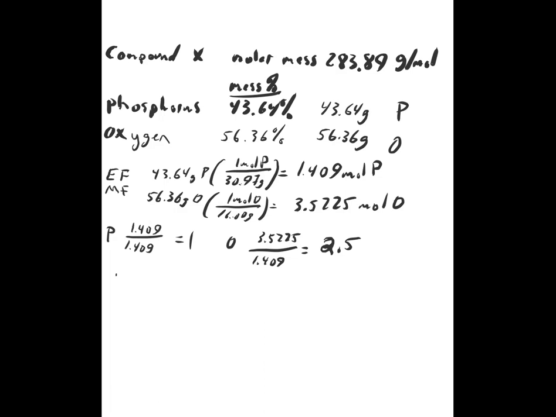So for phosphorus, you got to multiply both of them so that the ratio stays the same. For oxygen, 2.5 times 2 equals 5. Okay. So here we go. That's our empirical formula right there. So the empirical formula from that would be P2O5. Remember, it's got to be a whole number at this stage.